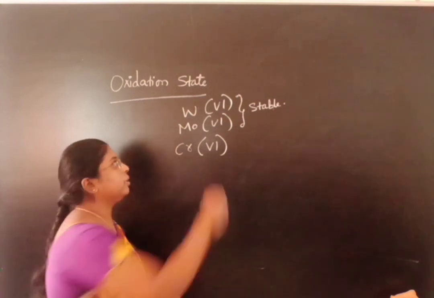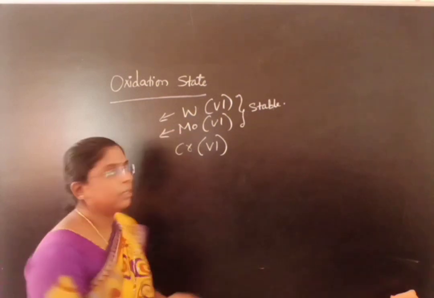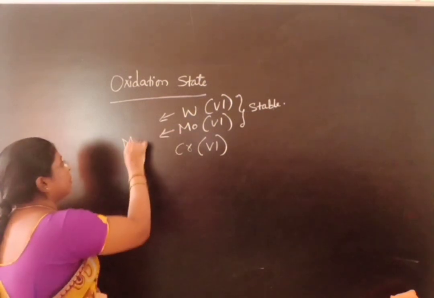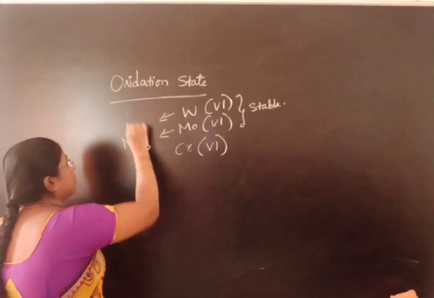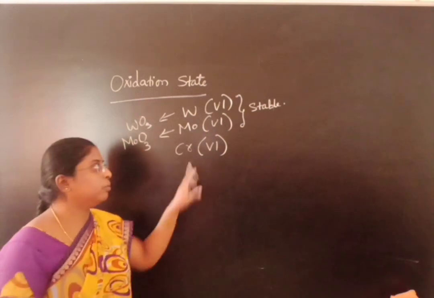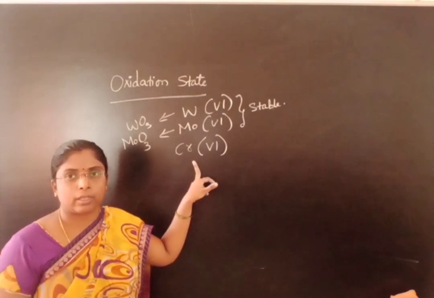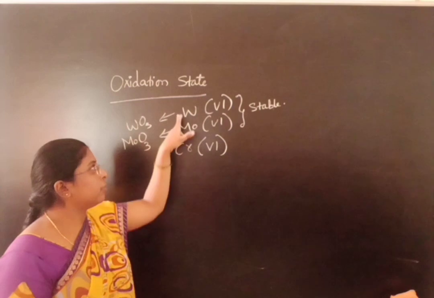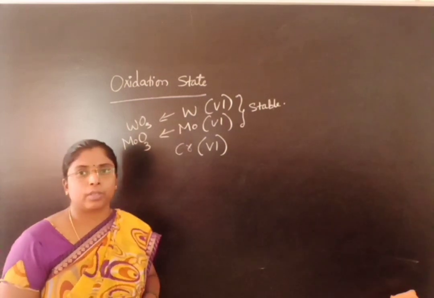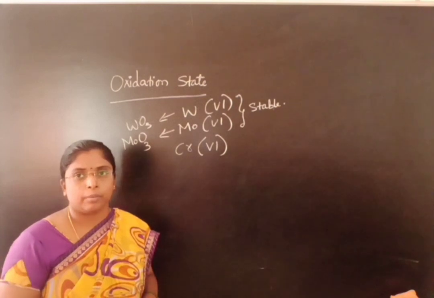Whereas molybdenum as well as tungsten do not form MoO3 as well as WO3 in the acidic medium, chromium in acidic medium forms dichromate and acts as an oxidizing agent. These are very stable. Heavier members with high oxidation states are more stable than the first transition elements.